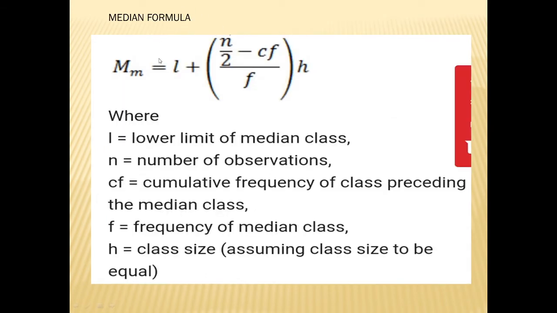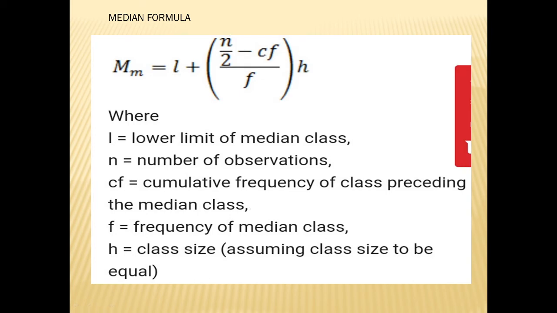And coming to median, in class also I used to ask the formulas most of the times. This is the formula for median. Median is equal to L plus n by 2 minus Cf by f into h. Here, first you are supposed to identify the median class. I'll tell you how to identify. Here L is the lower limit of the median class, n is the number of observations, Cf is the cumulative frequency of the class preceding the median class, f is the frequency of the median class, and h is the class size, the length of the class. So these are the terms.